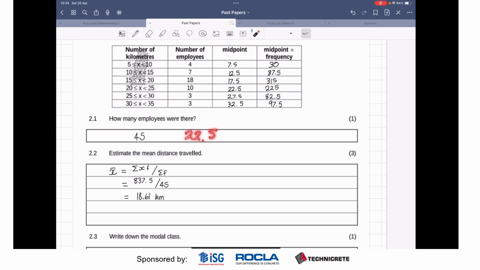So the 22.5th position is definitely going to be after these 2 classes, because these 2 classes only had 11 people. But then when I go past this class here, I have 29 people. So that means that the 22.5 position would belong in this class here.